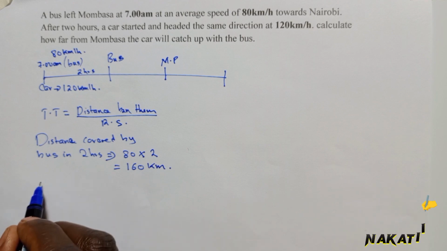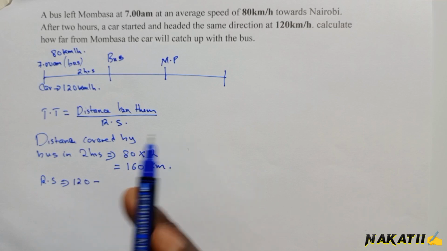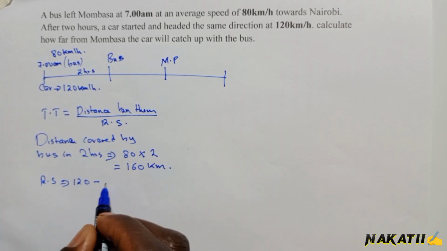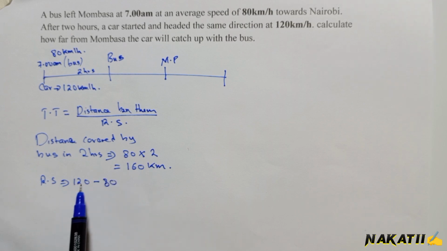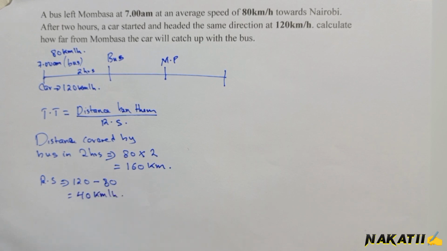And therefore, we need to know the relative speed. 120 minus the speed of the bus, which is 80. You take higher speed minus the lower speed, 40 kilometers per hour. That is the relative speed.